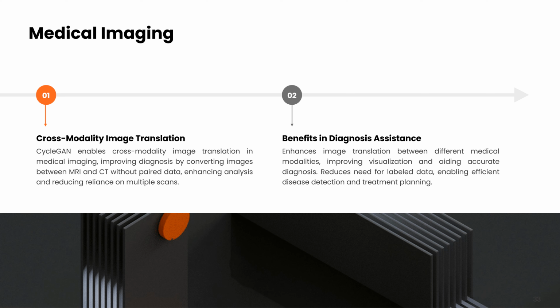Together, they give us more faithful mappings between MRI and CT domains, and fewer artifacts that could mislead a clinician. Second, architectural and objective refinements. The cycle consistency loss remains essential, but we often augment it with an identity loss to encourage the network not to change content that already lies in the target domain.